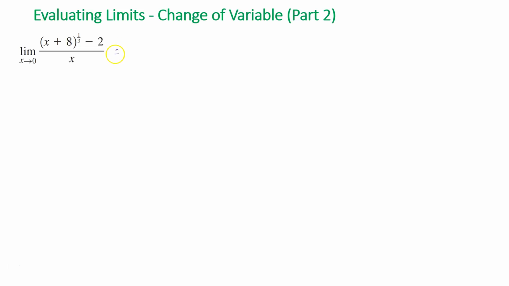So I'm going to try that here. I'm going to substitute 0 in. If I put 0 into x here, I'm going to get 8 to the power of 1 over 3. So that's just the cube root of 8, which is going to give me 2. And then I have minus 2 here, so 2 minus 2 over 0. Putting 0 in for x, what I get is 0 over 0.